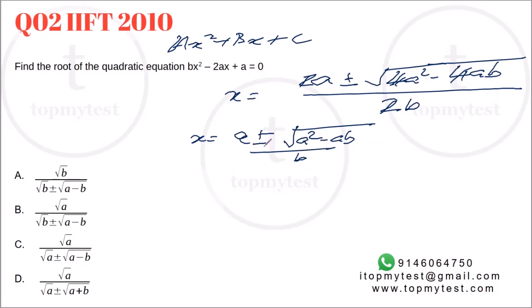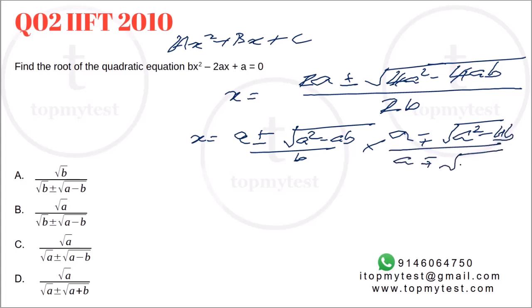So again, I'll multiply with the conjugate of this. So conjugate of this will be a minus plus square root of a square minus ab, divided by a minus plus square root of a square minus ab. What I mean by this is that if you have a positive sign here, you will multiply it with the negative sign here. If you have a negative sign here, you will multiply it with the positive sign here.